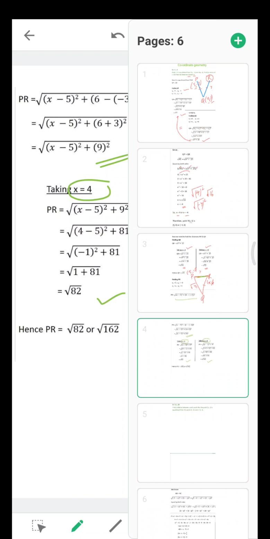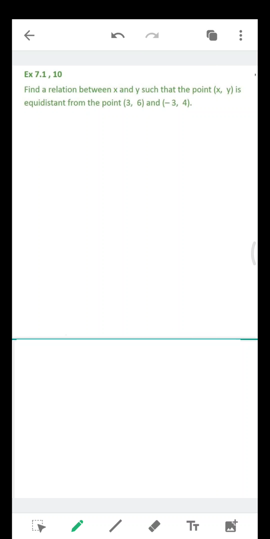Next, the last question of the exercise. With this we'll finish exercise 7.1, in which we were using the distance formula. After this we'll jump to exercise 7.2, in which we use a new formula, a new concept. But before going for that, you need a lot of practice on the concepts of exercise 7.1. Now we'll see question number 10 of exercise 7.1, the last question.